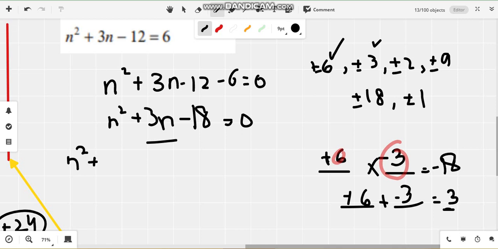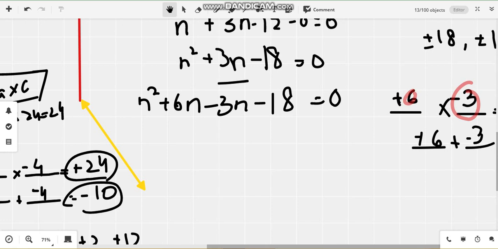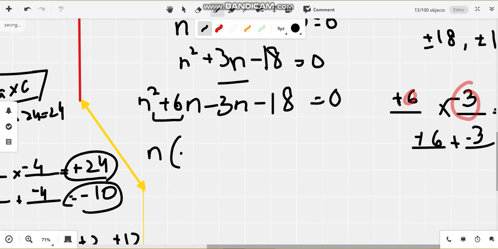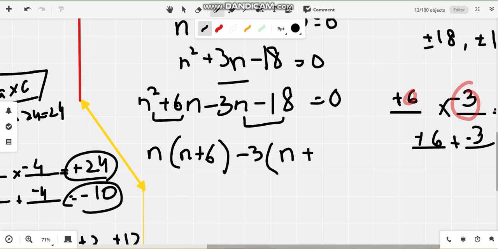So n squared plus 6n minus 3n minus 18, that's equals to 0. And what's common in the first two terms? There is n common. So you take out the n from it, that becomes n plus 6. And in the last two terms, they both are divisible by 3. There is no variable common, but there is 3 common and with negative sign, because they both contain negative sign. So we take out the negative sign. When we have taken out the negative sign, it becomes positive n, and 3 divided by 3, that's 1. 3 times 6, that's 18, and equals to 0.